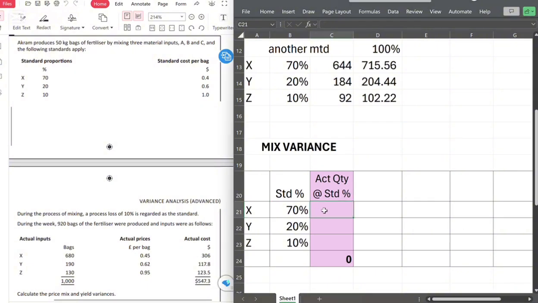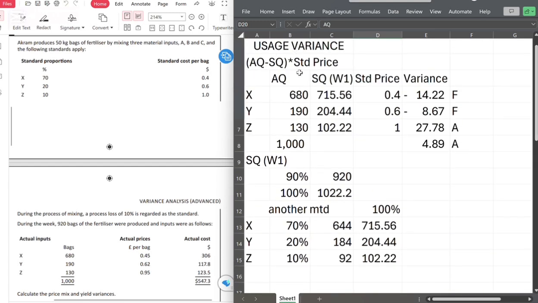So if we had stuck to our standard proportion for that 1,000, what would have been our consumption for each material? That is what we want to put in. And that is the new column that we always add for both yield and mix variances. The only difference between mix and yield is the comparison. So for mix, we're going to be comparing with actual quantity. And for the yield, we'll be comparing with the standard quantity. That is the difference. So for mix, we are doing now, we know our actual quantity.